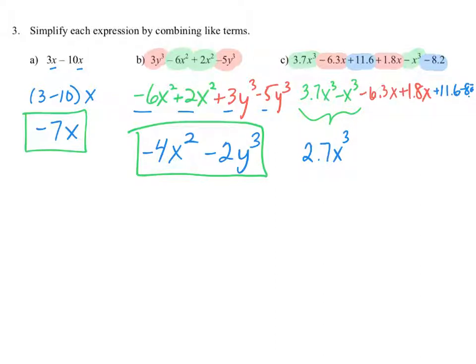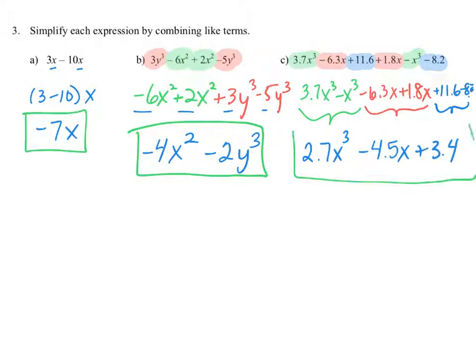Okay, then we have the x terms, the negative 6.3x plus 1.8x. We're going to take a negative 6.3 plus 1.8 to get a minus 4.5x. And then finally, our last constants, we're taking 11.6 minus 8.2 to get a plus 3.4. So that is our final answer. We've simplified the polynomial expression by combining like terms.